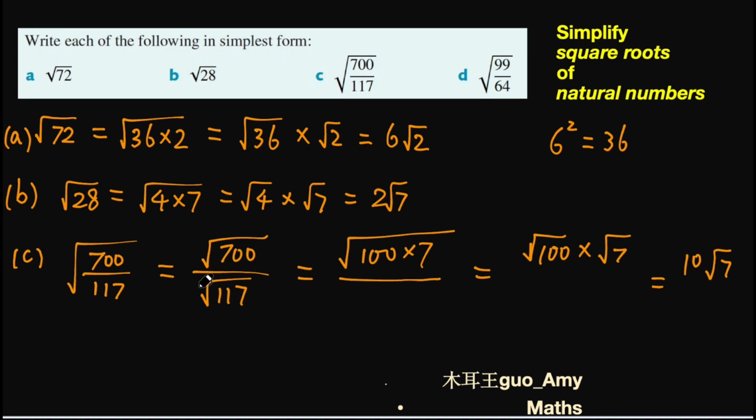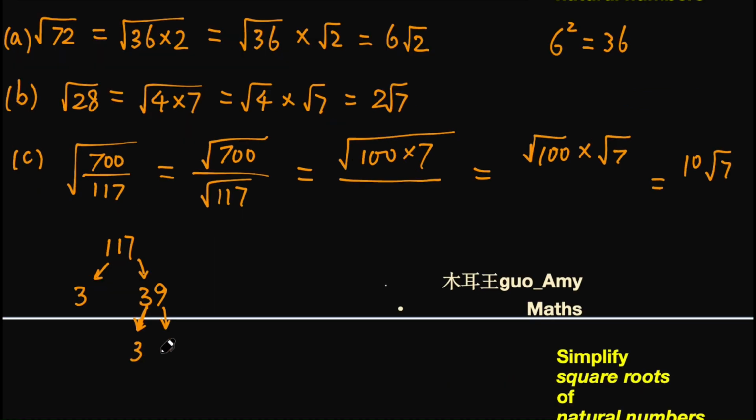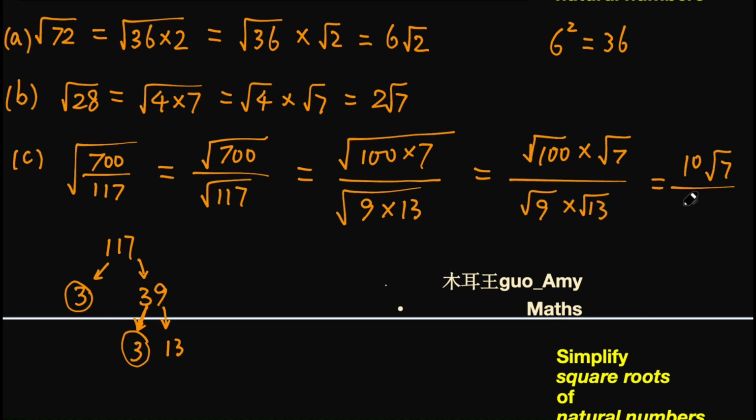Then for the denominator, we have 117. If we can't factorize it directly, then we can use the factor tree, because 1 plus 1 plus 7 is 9, therefore 3 is a factor. When it's divided by 3, we have 39. And 39 can be factorized to 3 times 13. Therefore, we have 3 together, which means it can be factorized to 9 times 13. And then separating them, we have root 9 times root 13. Then root 9 is 3, and root 13 we are going to keep.